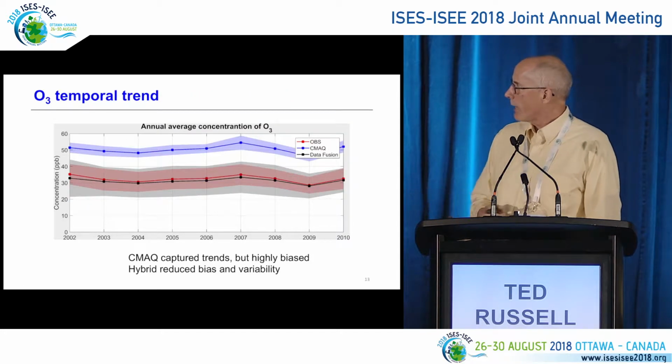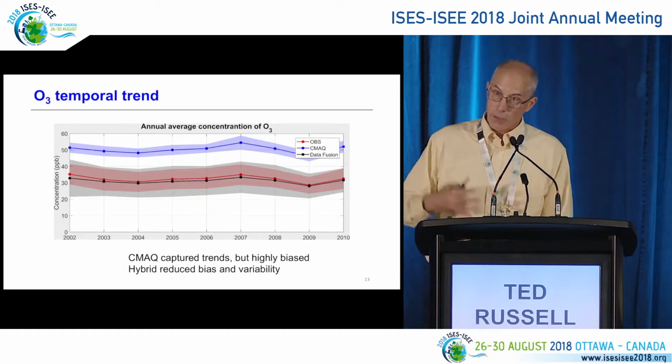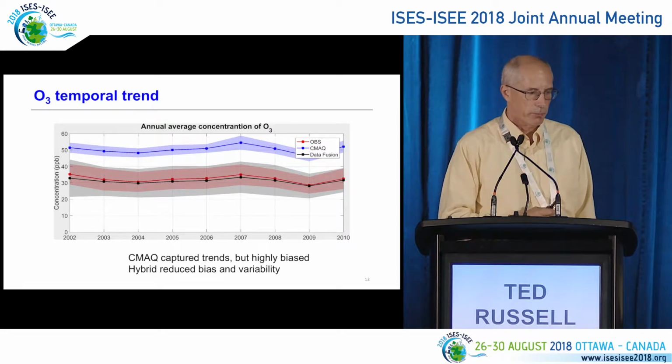And so that was PM2.5. Ozone, the same thing, except the ozone is biased way high. This is very typical of chemical transport models.